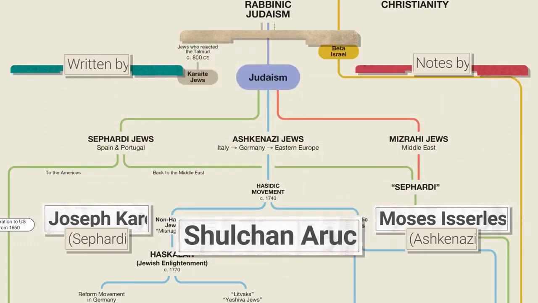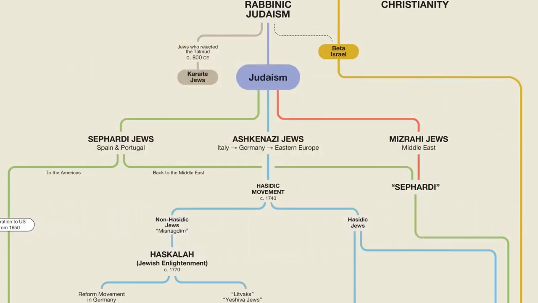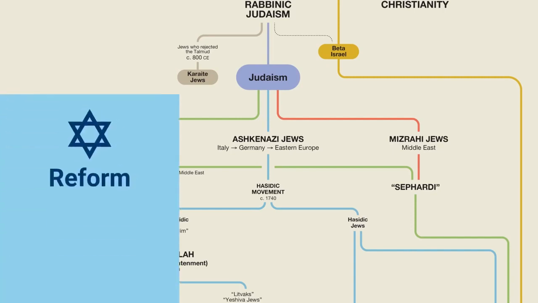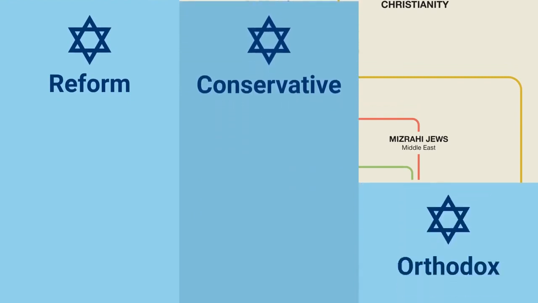Okay, so like I say, from 70 CE to around 1740 CE, there was pretty much just one Judaism, albeit with different customs depending on where you lived. But from 1740 onwards, this changed. Nowadays, it's said that Judaism, particularly in Western countries, has three main branches: Reform, Conservative, and Orthodox.